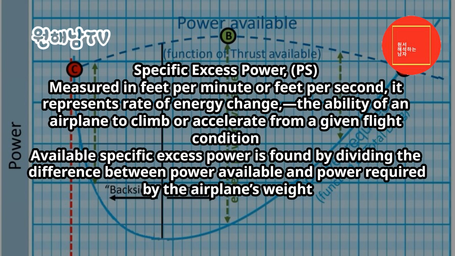Specific excess power, PS. Measured in feet per minute or feet per second. It represents rate of energy change, the ability of an airplane to climb or accelerate from a given flight condition. Available specific excess power is found by dividing the difference between power available and power required by the airplane's weight.